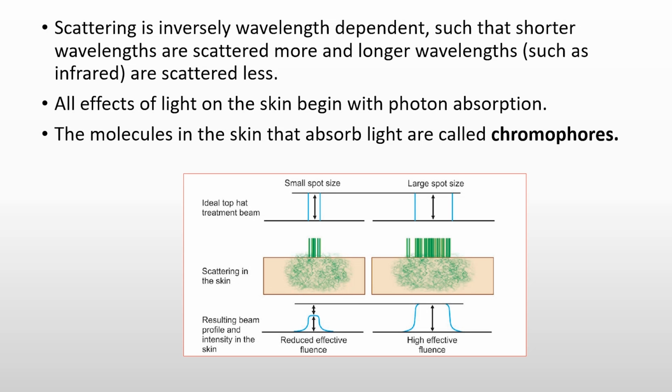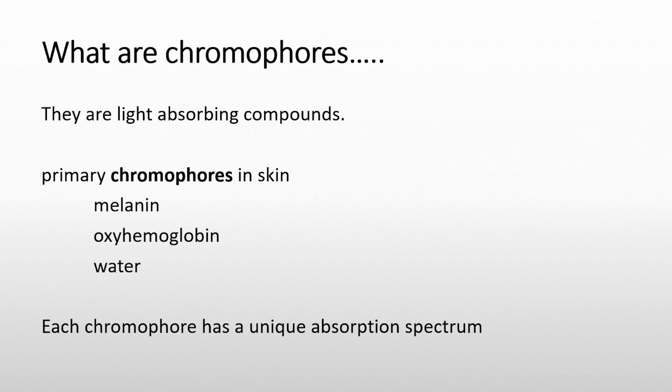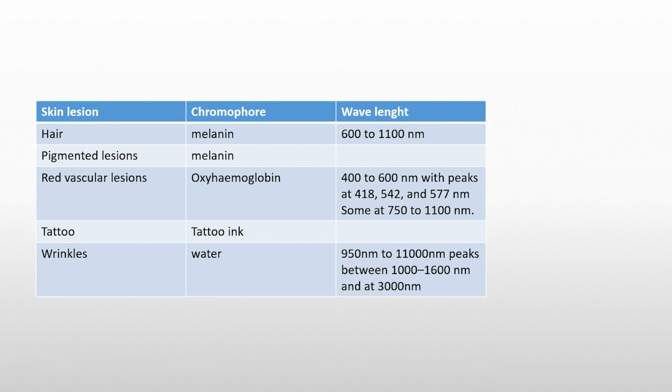So what are chromophores? Chromophores are light-absorbing compounds. There are a few primary chromophores in the skin, such as melanin, oxyhemoglobin, and water. Each of these chromophores has a unique absorption spectrum. Melanin is a commonly used chromophore in dermatology. It absorbs wavelengths of 600 to 1100 nanometers, whereas water absorbs about 950 nanometers to 11,000 nanometers.